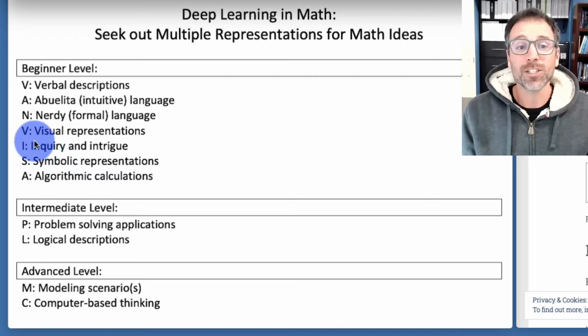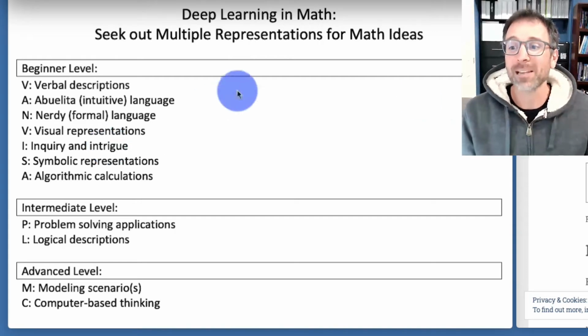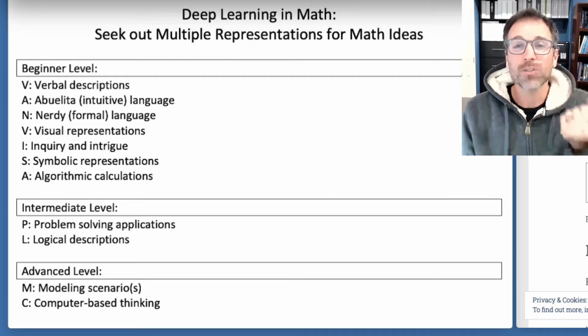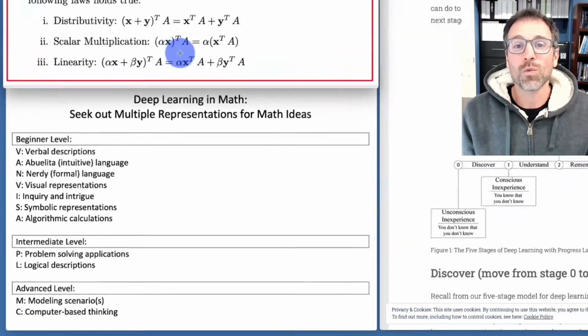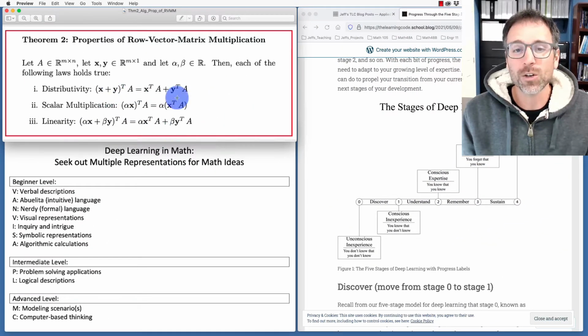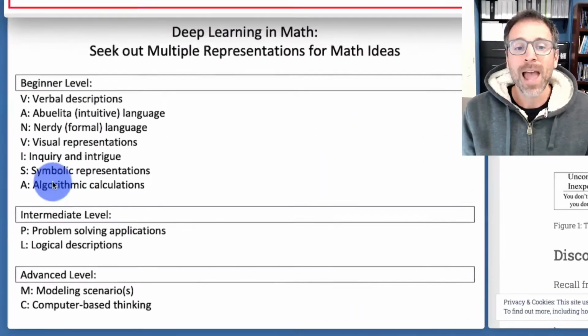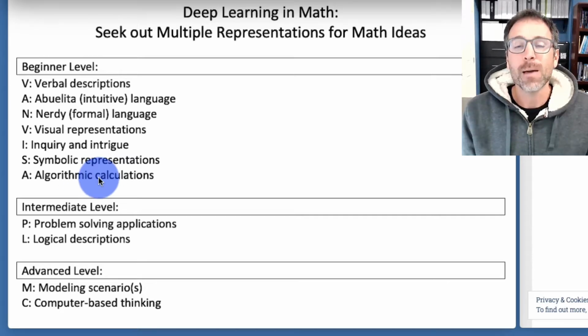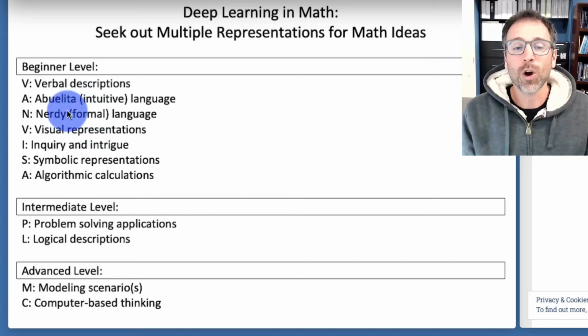I also like to encourage my students to really get excited about inquiry and intrigue. If you're ever studying math and you start to have questions, my claim is that those questions lead to deep explorations, and that's something that we should really treasure like gold. Also, symbolic representations, which is symbols written on a page. We already see those here. They're provided for us. That doesn't mean we understand them, right? So we have to be able to capture those symbols in our own mind. And then also algorithmic calculations, being able to do, where appropriate, procedural mathematics. So that's what I call the beginning level.